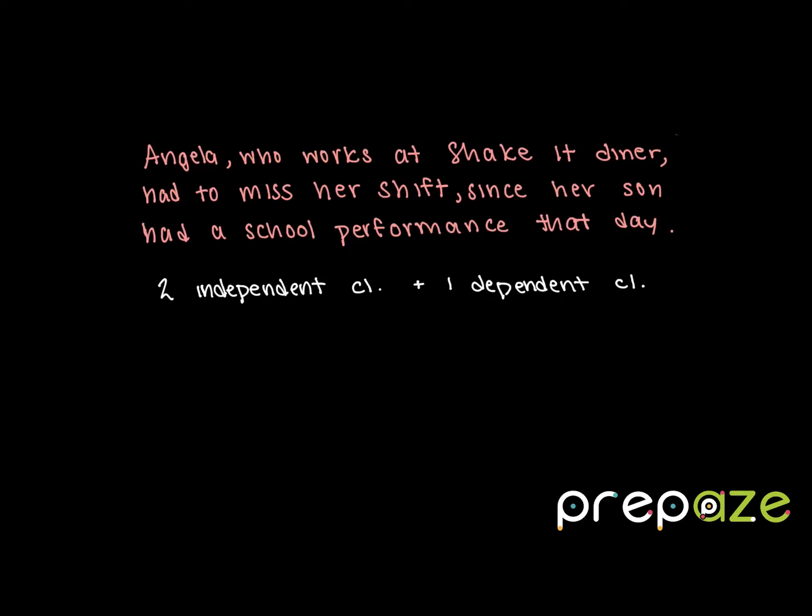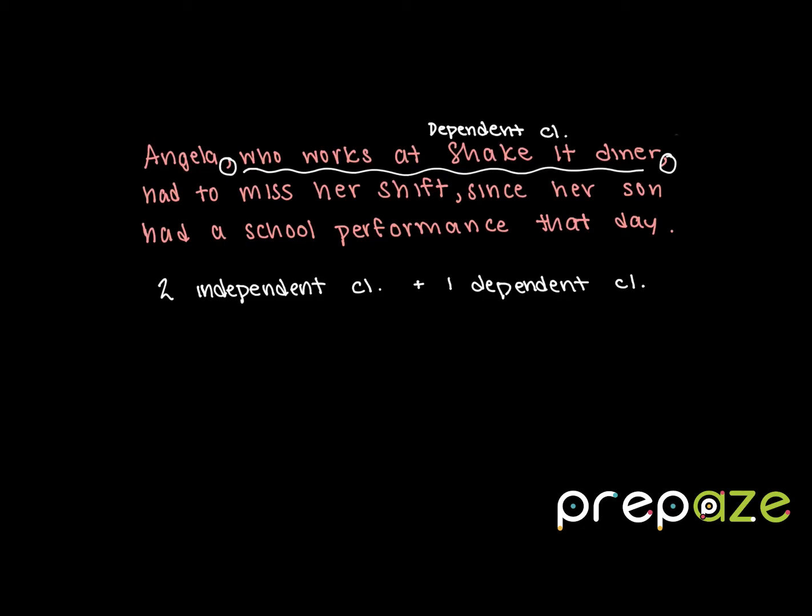Let's first try to identify our dependent clause, because this usually will be set aside using commas, and it won't make sense by itself as a sentence. Well, I see two commas that are setting aside a phrase right over here. In between those two commas, I see the phrase, who works at Shake It Diner. In this case, who works at Shake It Diner would be our dependent clause, because again, as a reminder, dependent clauses cannot stand by themselves. Who works at Shake It Diner doesn't make sense as a sentence by itself. So we know that this has to be our dependent clause.